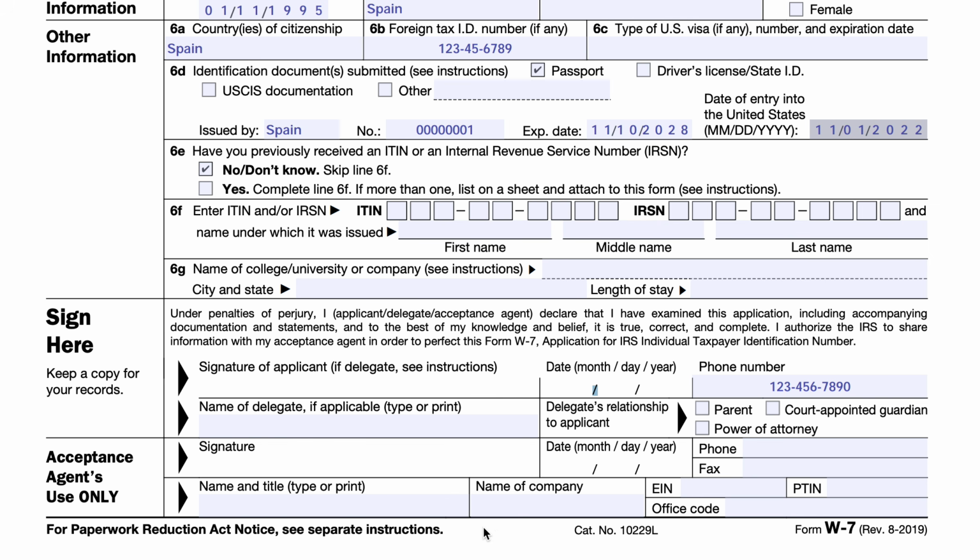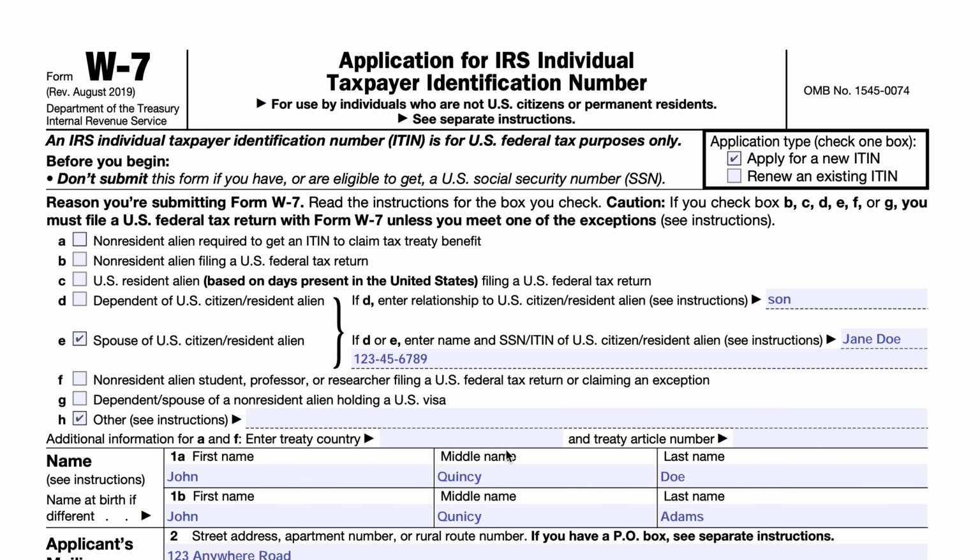So your acceptance agents would use this box, and it looks a lot similar to what a tax professional would use. So that's all we have for this form. It's one page. It's pretty simple. I'm going to talk about some of the tax benefits that you might be eligible for with an ITIN, and certain ones that are not allowed even if you have one.